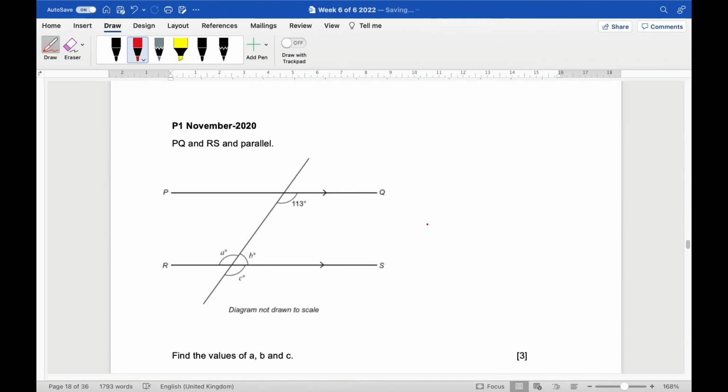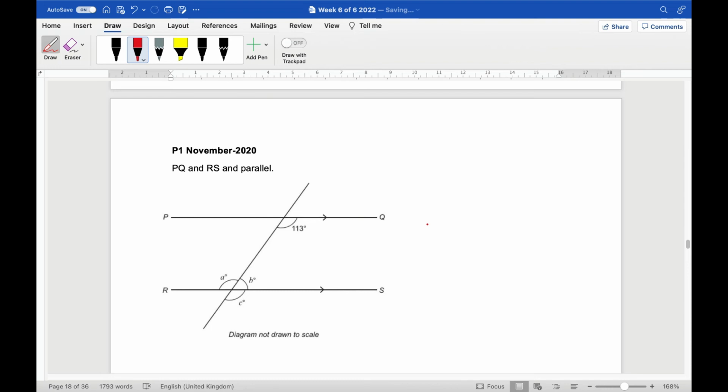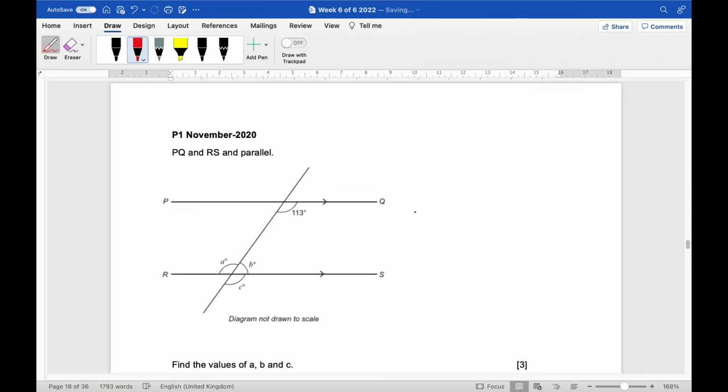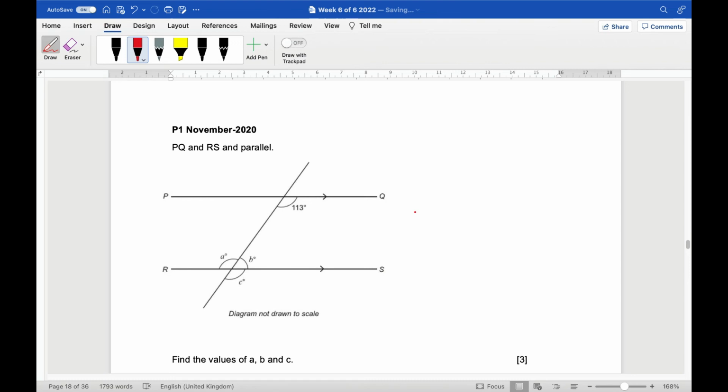Okay, now we're away from our basic rules of isosceles triangles, normal triangles, right angle triangles, quadrilaterals, opposite angles, all those easy ones. We're on to parallel lines. Now, in parallel lines, the following rules. That angle, that angle, that angle, and that angle are all equal. That angle, that angle, that angle, and that angle are all equal.